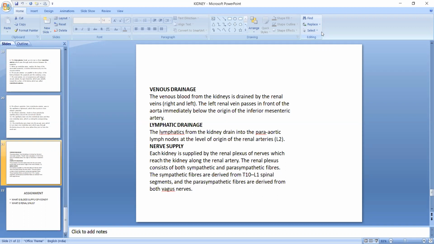Nerve supply. Each kidney is supplied by the renal plexus of nerves, which reach the kidney along the renal artery. The renal plexus consists of both sympathetic and parasympathetic fibers. Sympathetic fibers are derived from T10 to L1 spinal segments, and the parasympathetic fibers are derived from both vagus nerves.